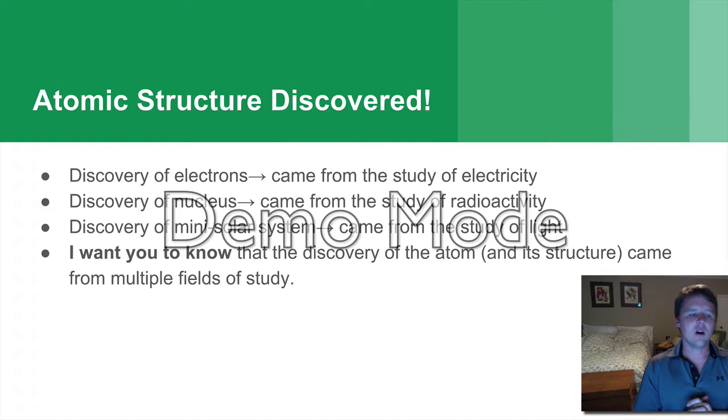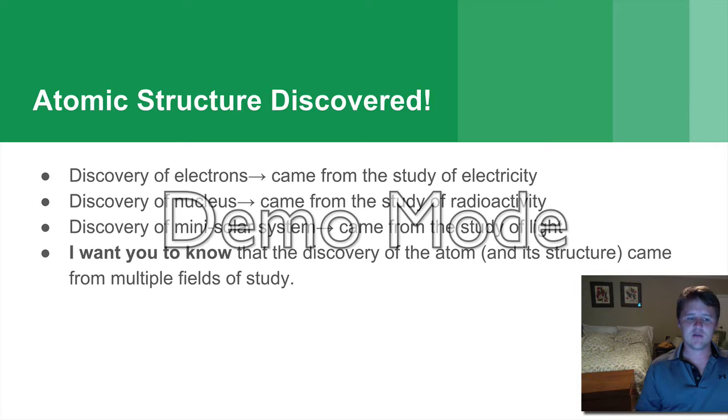So basically, here in like the early 1800s, they started wondering if there wasn't an atomic structure. And all these fields of study were kind of trying to figure out more about their field of study. Like electricity, they were trying to figure out what caused electricity, and they figured out it was electrons. And then the nucleus came from the study of radioactivity, because they discovered that the nucleus was a really small part of the atom.